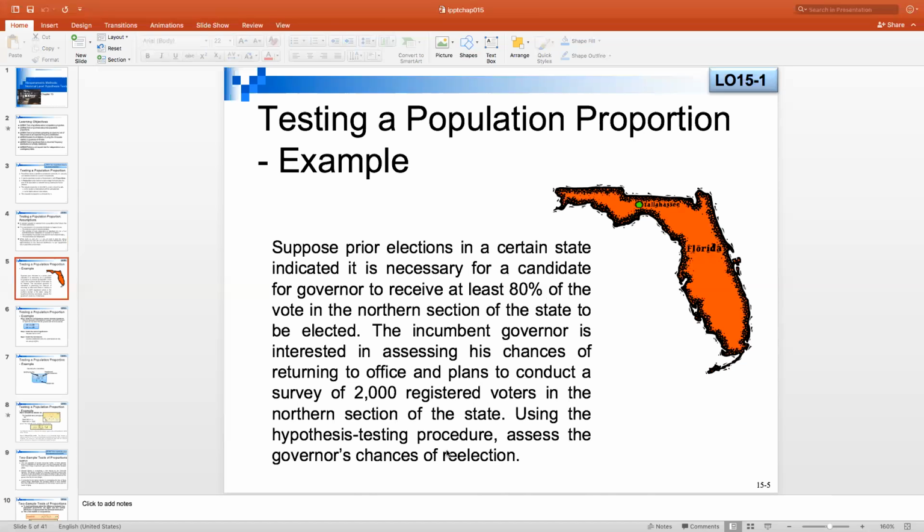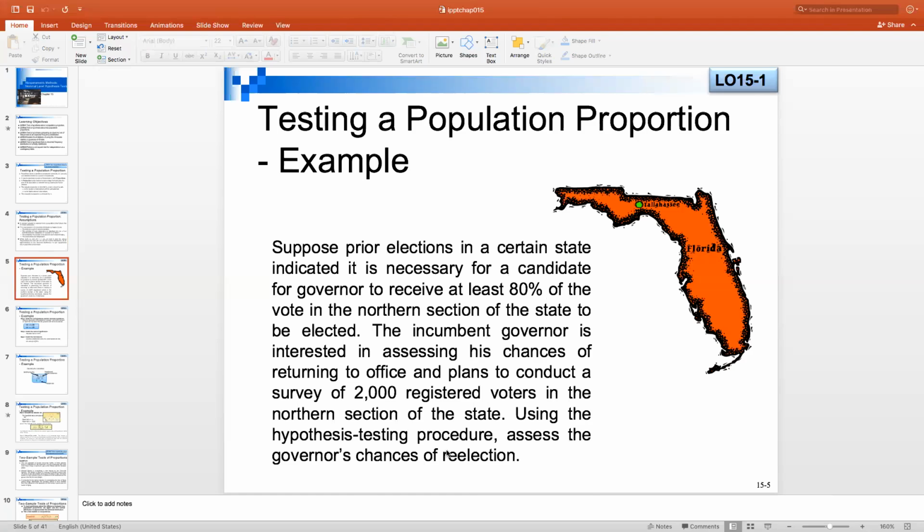In the northern section. Okay, so 80% is what's needed, because historically, when a governor receives 80% of the vote in the northern section, that means their chances of winning go way up. In fact, the word necessary is what we see here, so it's almost a critical need. So the governor is interested in assessing the chances and is going to conduct a survey of 2,000 registered voters.